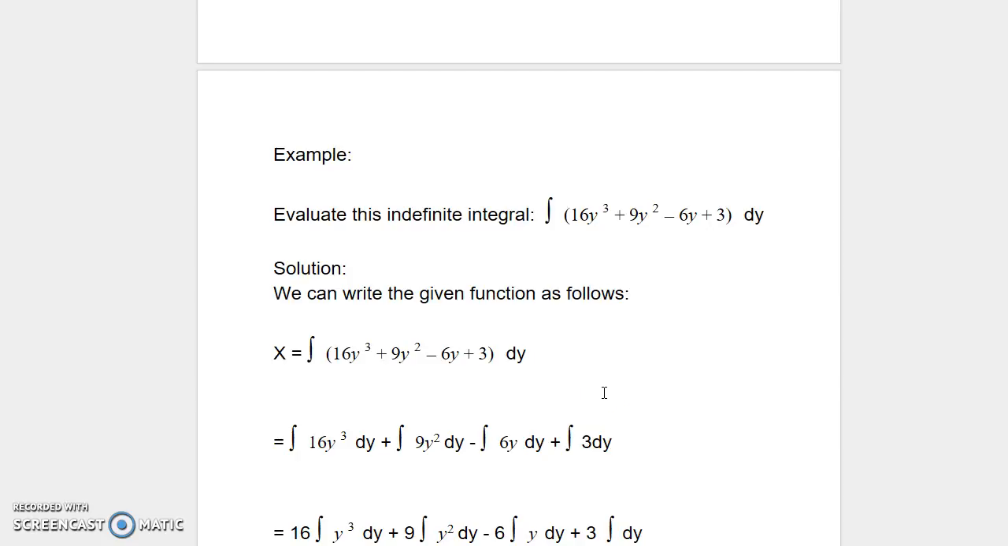In my next presentation, we will look at some more example problems related to indefinite integrals.